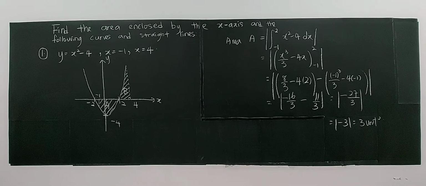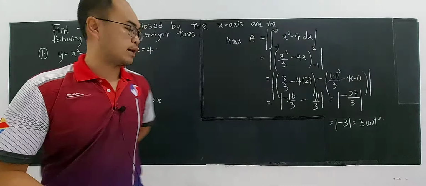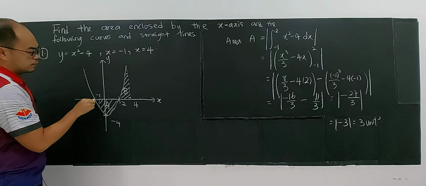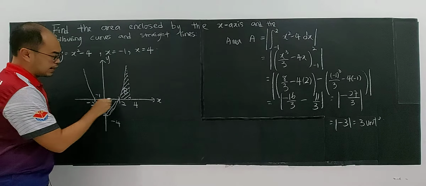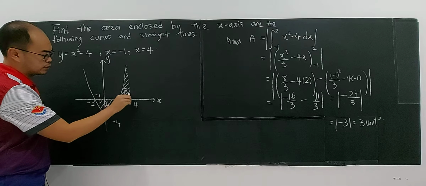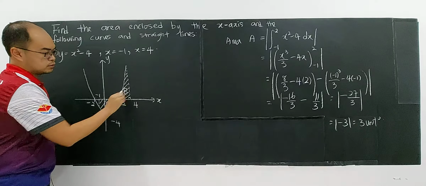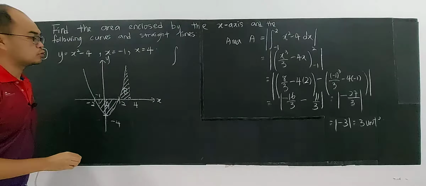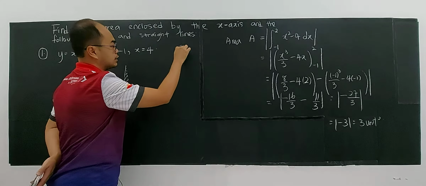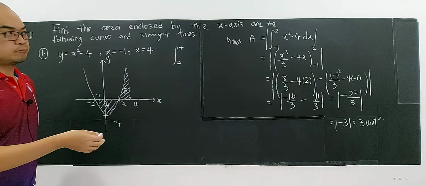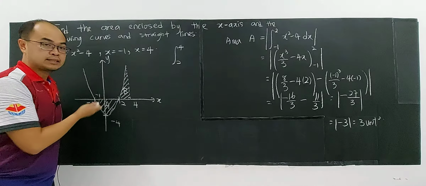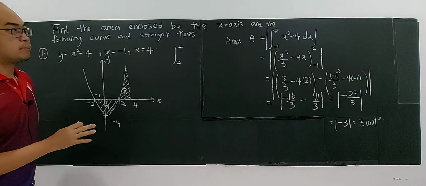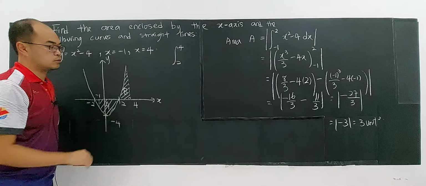How about area B? We want to evaluate area B as well, between the curve and the x-axis and the straight line, from negative 1 up to 4. B is above the x-axis, so for sure when you integrate, you will get a positive value. I will tell you in another video why the other one is getting negative. In this video, my purpose is to teach you how to find the area of this region.